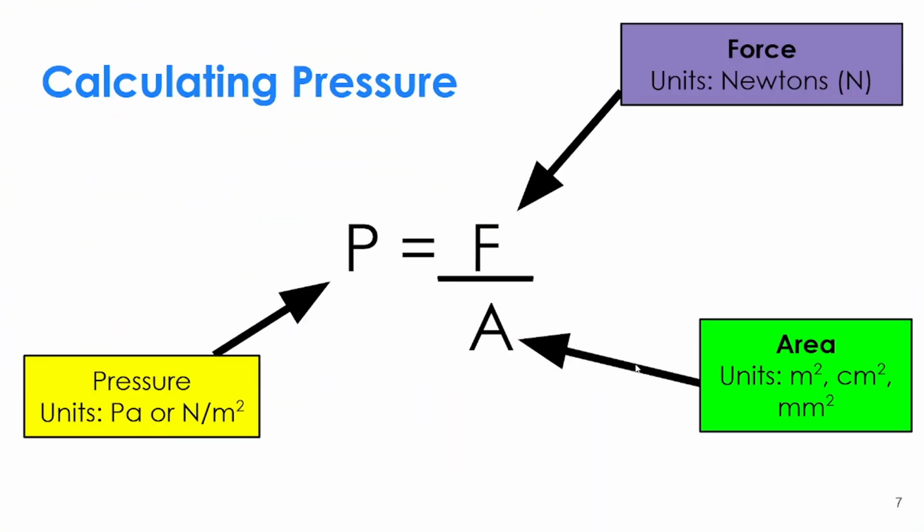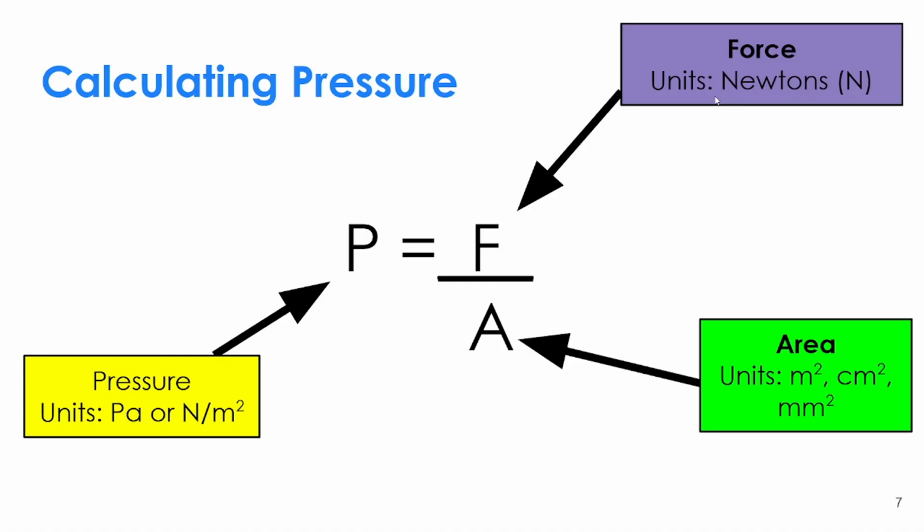Here's the equation that you need to know. Usually on a quiz, you'll be given the formula. P represents your pressure, which is usually measured in Pa, pascals, or in newtons per meter squared. F represents your force, and your force is measured in newtons, or N.